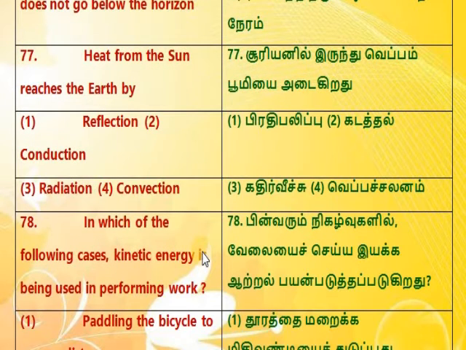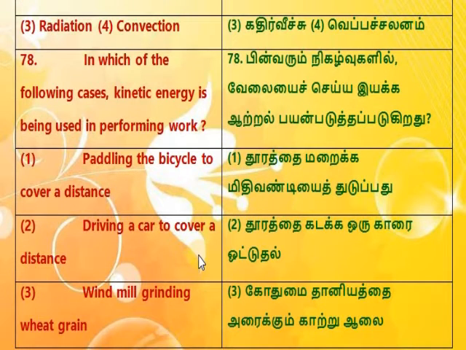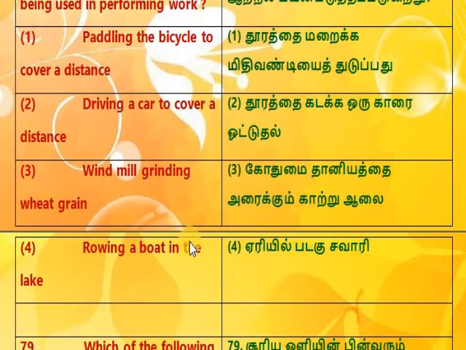77. Heat from the Sun reaches the Earth by 1. Reflection, 2. Conduction, 3. Radiation, 4. Convection. 78. In which of the following cases, kinetic energy is being used in performing work? 1. Paddling the bicycle to cover a distance, 2. Driving a car to cover a distance, 3. Windmill grinding wheat grain, 4. Rowing a boat in the lake.